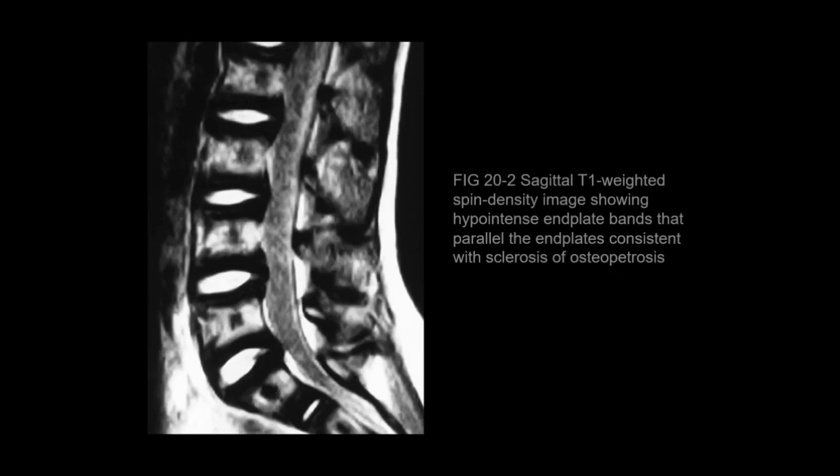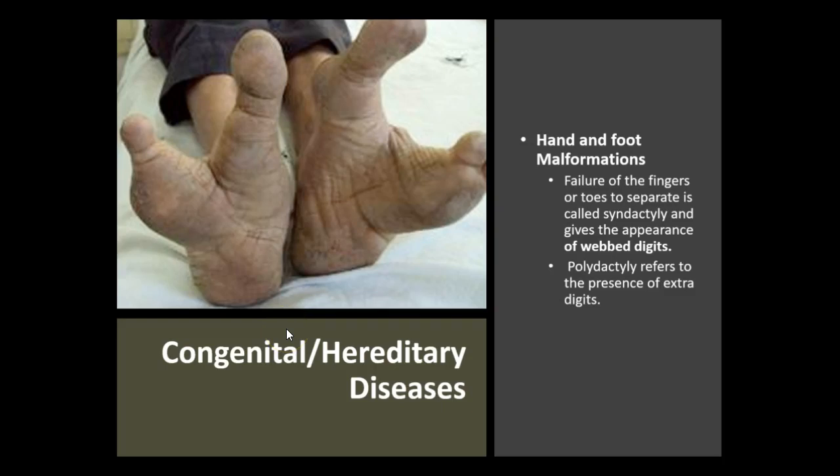And this is a T1 spin density image showing hypodense end plates, parallel to the end plates, consistent with sclerosis of osteopetrosis. So you can see how dense it is within the bone. That doesn't look like normal bone.